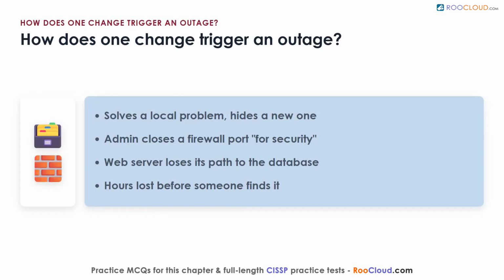How does one small change trigger an outage? By solving a local problem while creating a hidden one somewhere else. Picture a web server that talks to a database through a specific firewall port. A diligent administrator spots that open port, assumes it is a risk, and closes it. The web server instantly loses its path to the database. Now, tickets pile up, developers chase phantom bugs, database admins get pulled in, and hours vanish before someone realizes a needed port got shut. That is the whole case for review. A second set of eyes would have caught the dependency before it caused the outage.